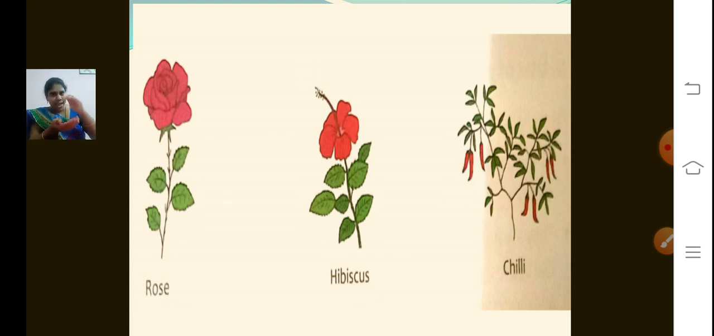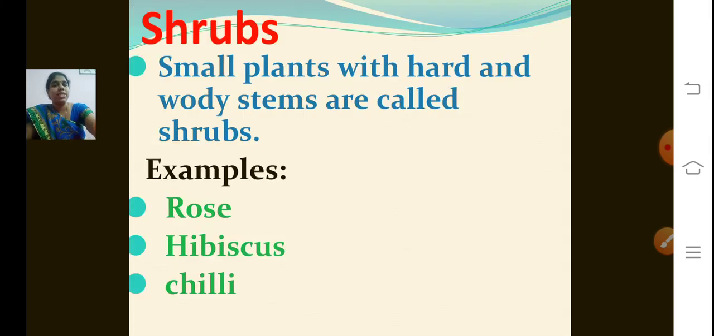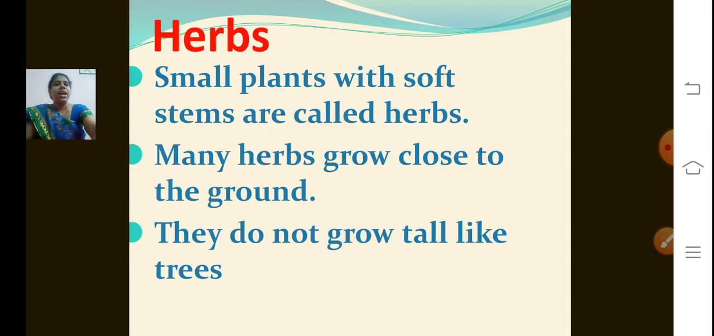Shrubs are small plants and only the stem is a little thick, right? Small plants with hard and woody stems, the stem will be a little hard. That is called shrubs. Example, rose, hibiscus, chilli.